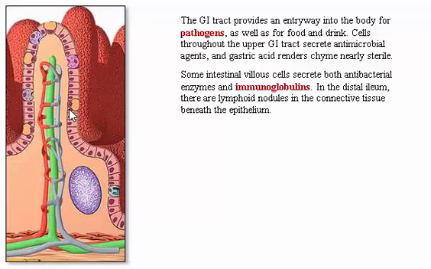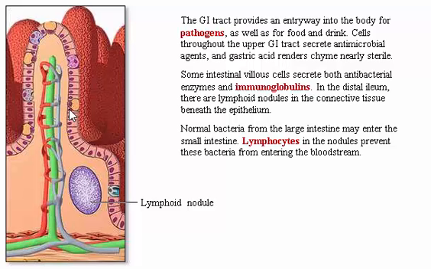In the distal ileum, there are lymphoid nodules in the connective tissue beneath the epithelium. Normal bacteria from the large intestine may enter the small intestine. Lymphocytes in the nodules prevent these bacteria from entering the bloodstream. Click the villus to begin study of the large intestine.